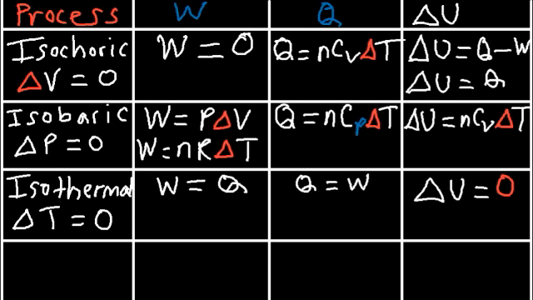So how do we calculate the work or the heat exchange in an isothermal process? Let's see if I can fit this equation in here. So one way to do it is to use this equation. Work is equal to N R T natural log of the final volume divided by the initial volume.